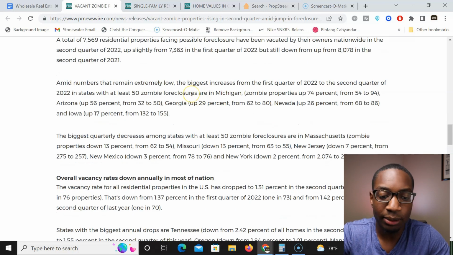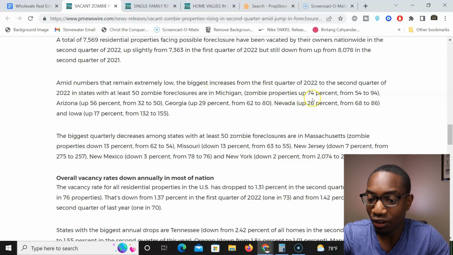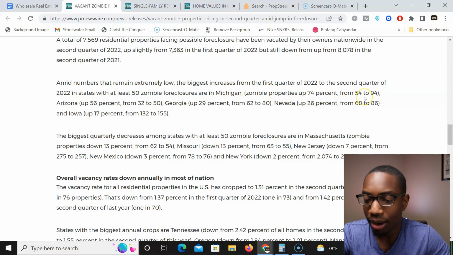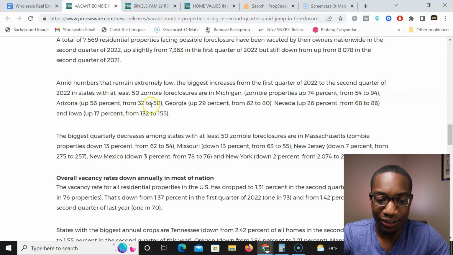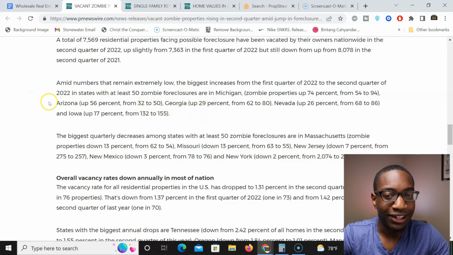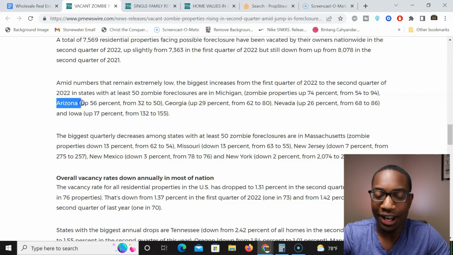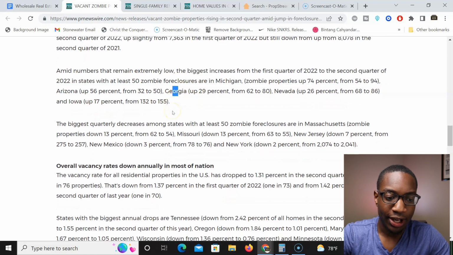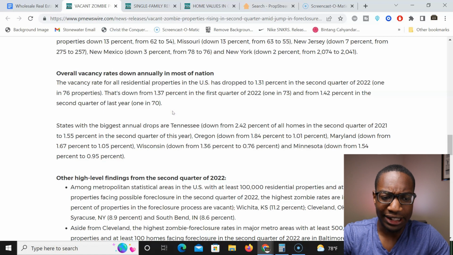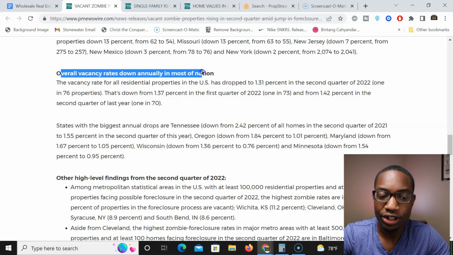Right here, it talks about some of the states with the most zombie foreclosures. Number one is Michigan. Michigan zombie properties are up 74%, from 54 properties to 94 properties. Arizona is up 56%, from 32 to 50. Arizona is a state where we preach a lot about wholesaling. Then Georgia, Nevada, and Iowa. So yeah, that's interesting. And then they said overall vacancy rates are down annually in most of the nation.